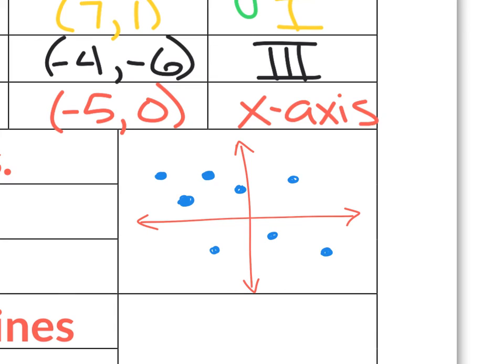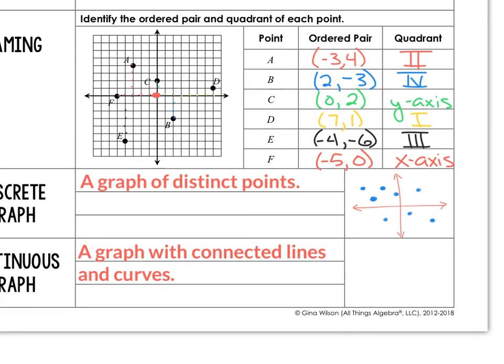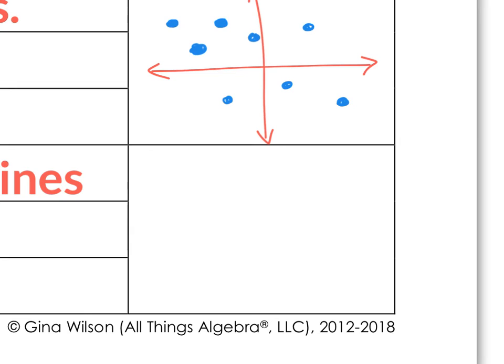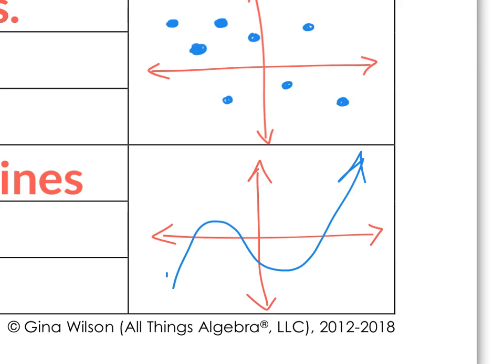A discrete graph is just a graph of some points. A continuous graph is a graph with connected lines and curves. It doesn't matter what those lines and curves really look like, not yet anyway, but a continuous graph is continuous from one point to the other. So your continuous graph might look something like this, or it could look something different, but it has lines and curves and stuff like that.